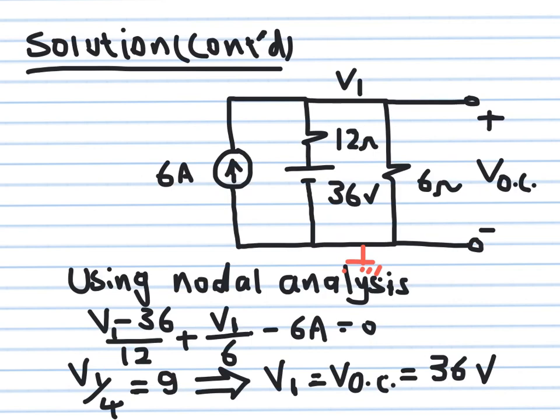Which means that the open circuit voltage is equal to 36 volts. So the voltage we will measure between these two terminals, if we keep them open circuit, is equal to 36 volts. Remember, the voltage between here and here is the same as the voltage V1, which is measured between here and ground. So this is why the open circuit voltage is equal to 36 volts.